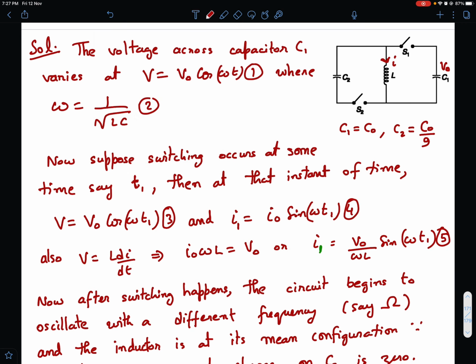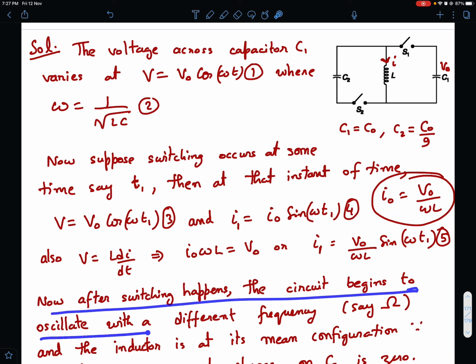Let me use the same color pen. So this is your I1. I am calling the current at t equal to t1 as I1, and I naught then becomes V naught by omega L. Okay, and that I substituted here, so it becomes V naught by omega L sine of omega t1. So that is the current in the inductor at the time of switching the circuit.